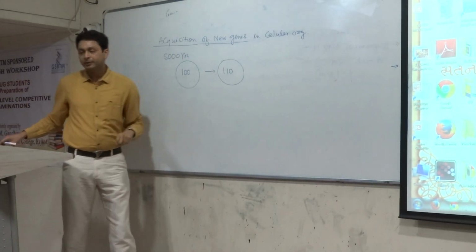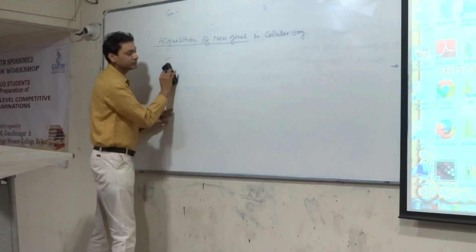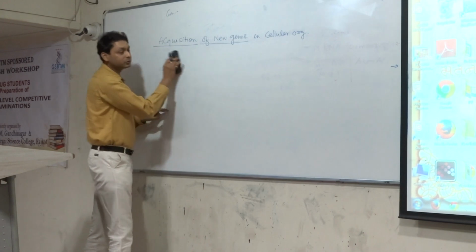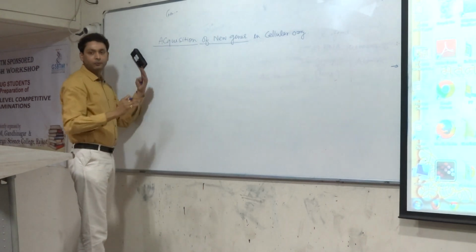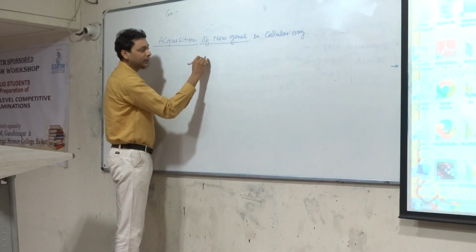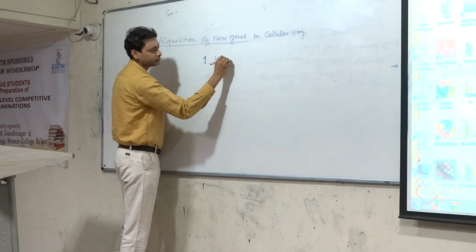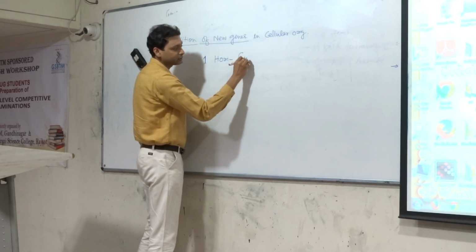Now see this. In the case of the cellular organism, the addition of new genes occurs by different processes. The first important process required for the acquisition of new genes is horizontal gene transfer.